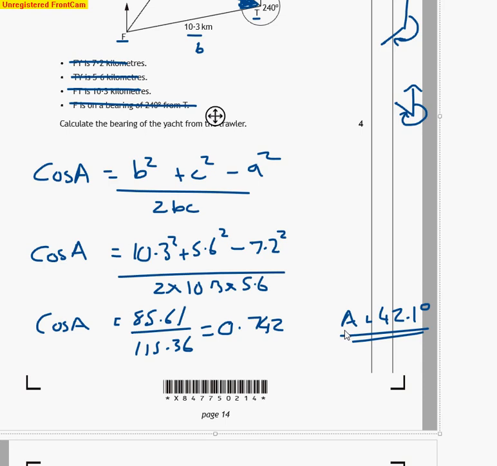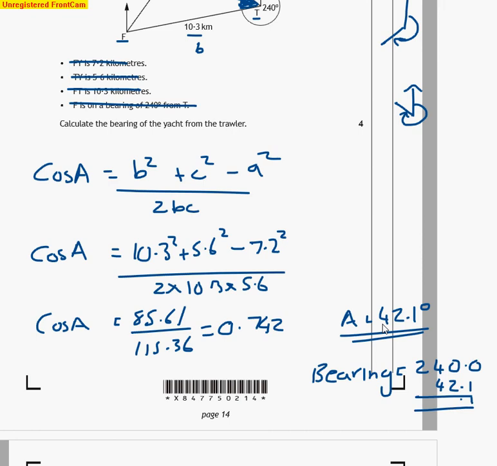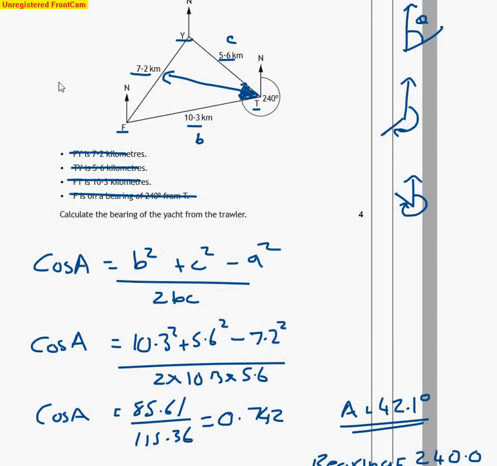Now, is that the end of the question? No. A lot of folk get excited and think they're finished with it. No. The actual bearing is going to be 240 plus 42.1, isn't it? 282.1 degrees. Don't forget your degrees. So what I did there at the end was answer the question. 240 plus this angle is the bearing. We'll throw away marks like that.